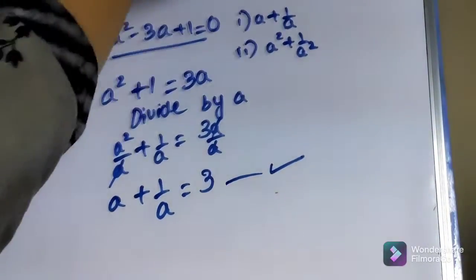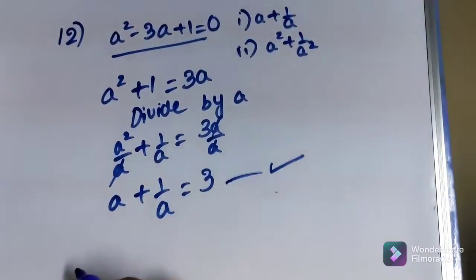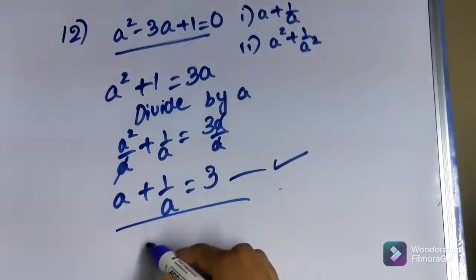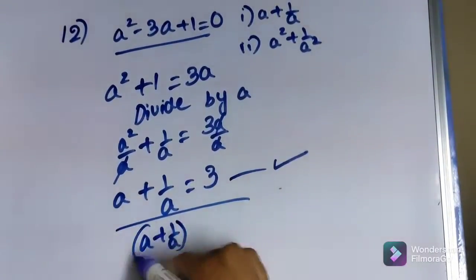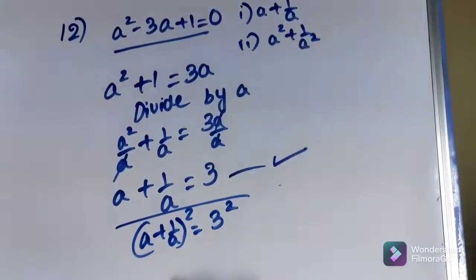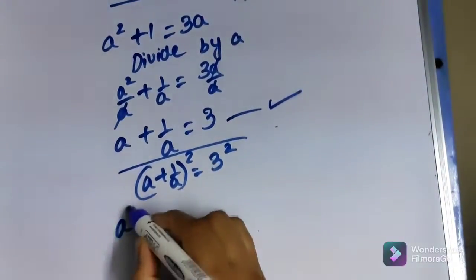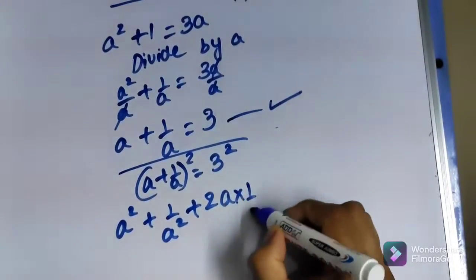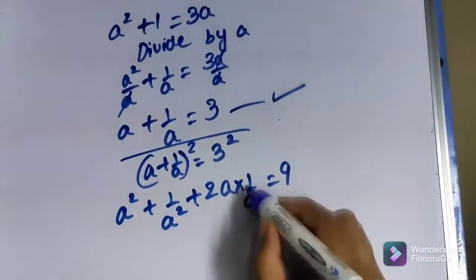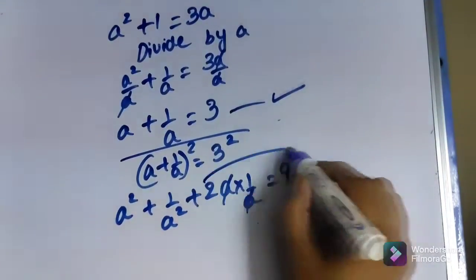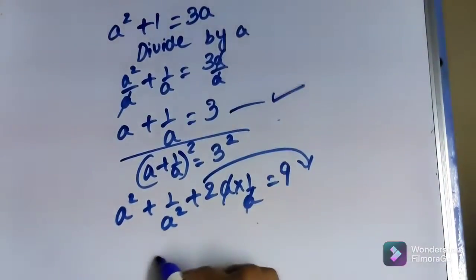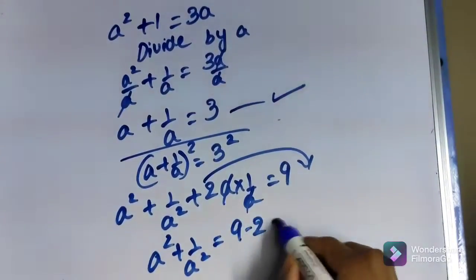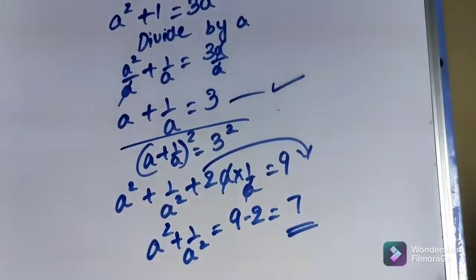How do we find this a square plus 1 by a square? To find the second part, I'm just squaring this equation what we have got here. That is a plus 1 by a whole square is equal to 3 square. So when we expand it, we get a square plus 1 by a square plus 2 times a into 1 by a is equal to 9, isn't it? Here a gets cancelled. This plus 2, if I take it to the other side, it becomes minus 2. So a square plus 1 by a square, I get 9 minus 2. Answer is 7. That's the final answer.